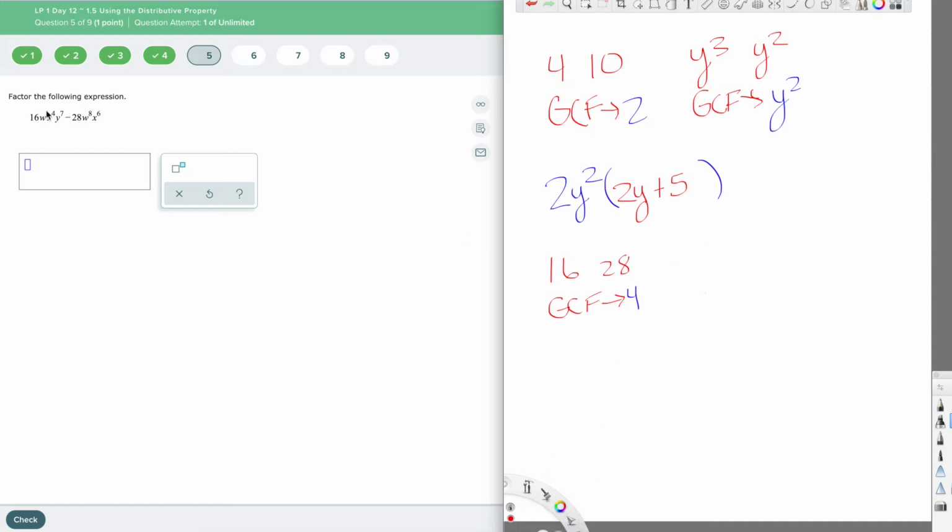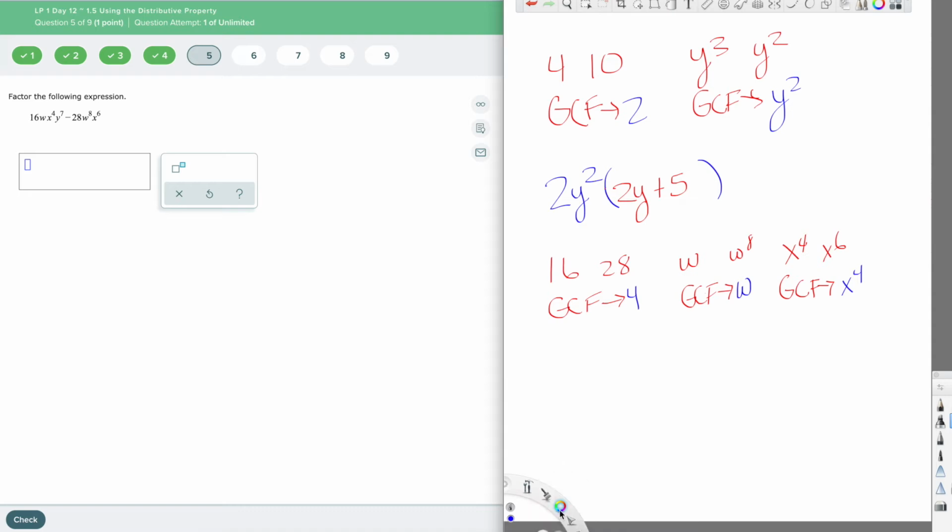So now I have w and w to the 8th power. So the GCF is going to be the smallest one, because that's all I can take. It's all that's available from both. Then I have x to the 4th and x to the 6th. So again, the GCF is going to be the smallest, which is x to the 4th. And then this also has a y, but only the 16 has the y to the 7th. So I can't take it at all. It has to be left behind.